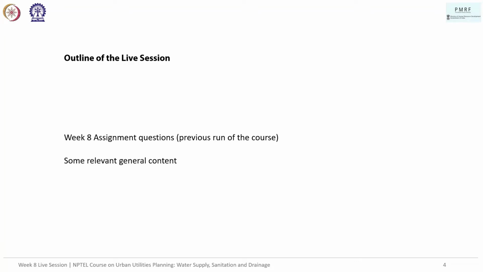We'll also be looking at some relevant general content, both in between as well as towards the end, where I want to introduce probably one urban planning tool that I found to be very interesting, that I came across during a workshop. So let's move into the session.